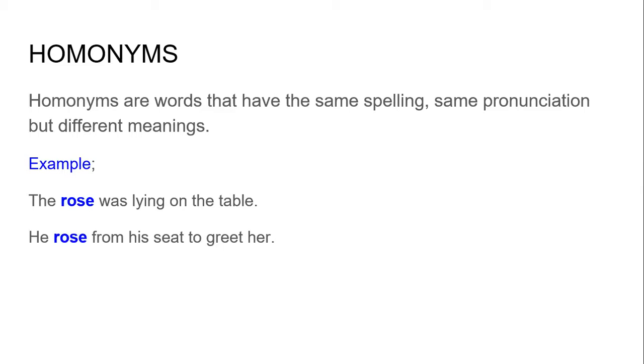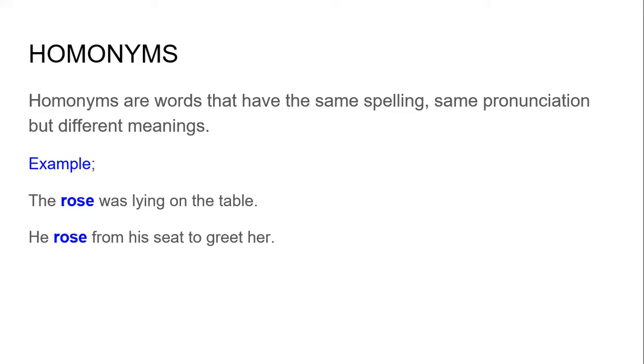The first word, homonyms. What are homonyms? Homonyms are words that have the same spelling, same pronunciation, but different meanings. If you look at the example, you will see what I mean. The rose was lying on the table and he rose from his seat to greet her. In the first case, it is a flower, a rose, and in the second case, it means rising, to get up. The rose was lying on the table, the flower was lying on the table, and he rose, he got up from his seat to greet her.